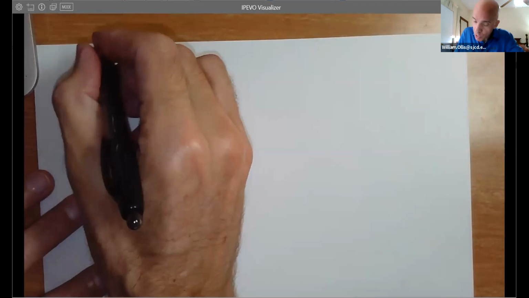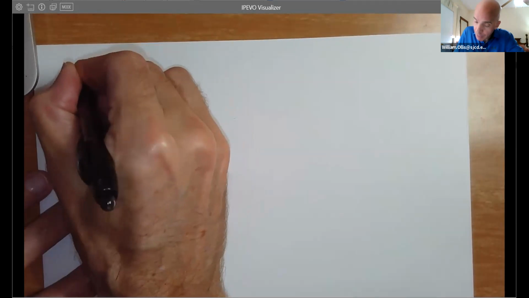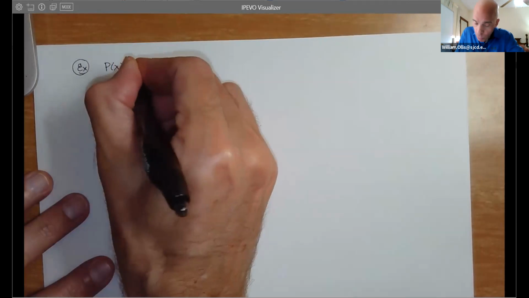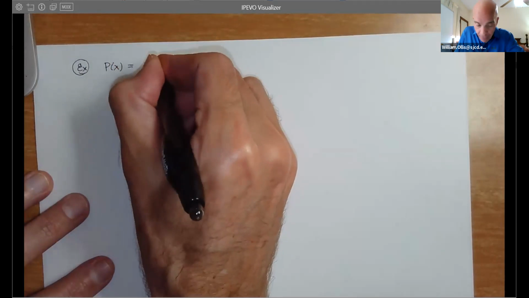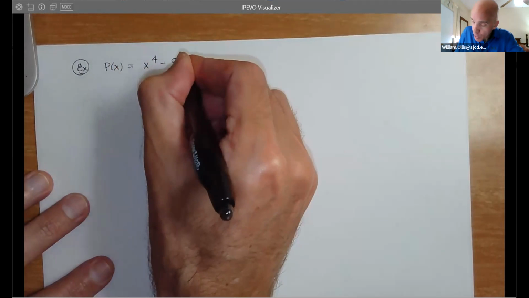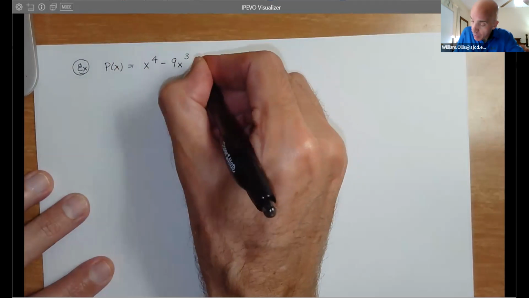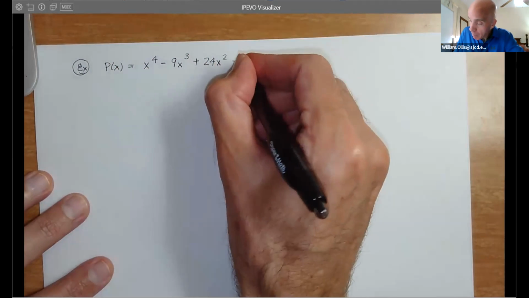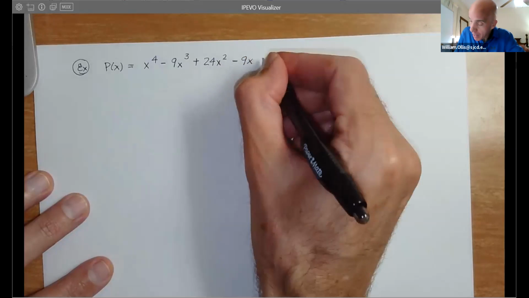So for instance, here's another example. We want to do the complete factorization. So P of x equals x to the 4th minus 9x cubed plus 24x squared minus 9x minus 27.